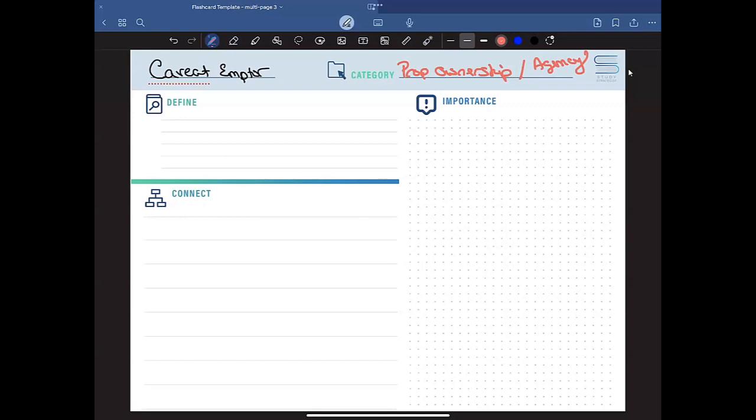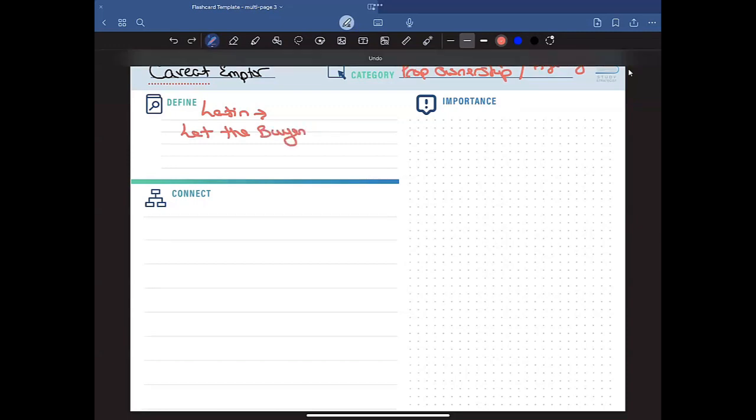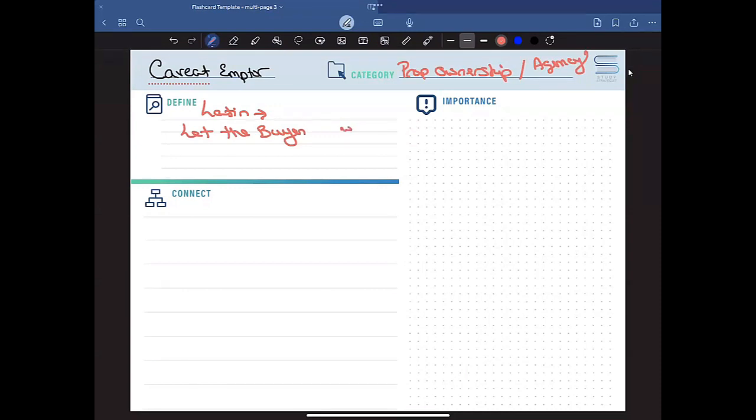A transfer of property of some sort, maybe? It's actually Latin for let the buyer beware, or let the buyer be. Ah, I just looked over this one. That's okay.